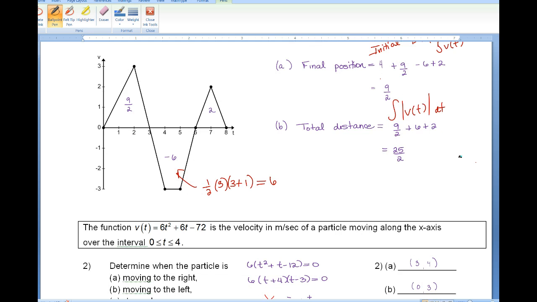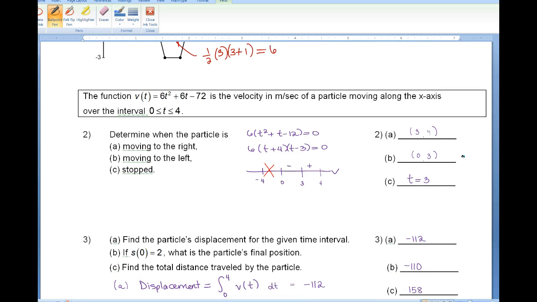4 to the third, 64. Yeah. Integral of v of t dt. Whatever variable is here, you should always have that on the outside. Good? All right, next one.